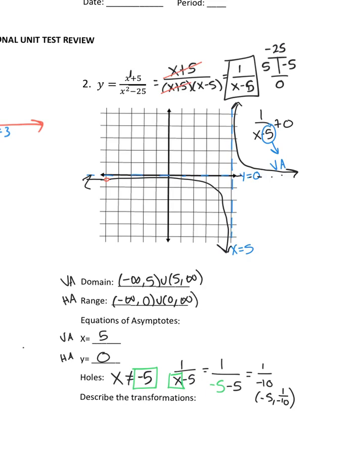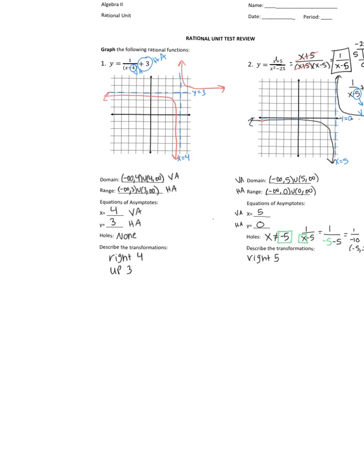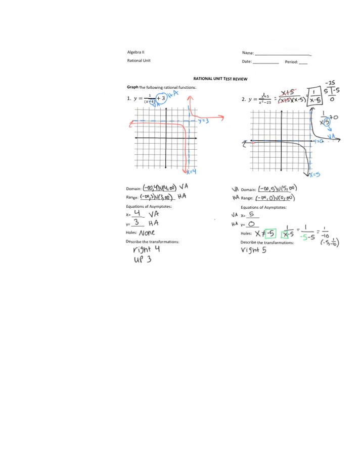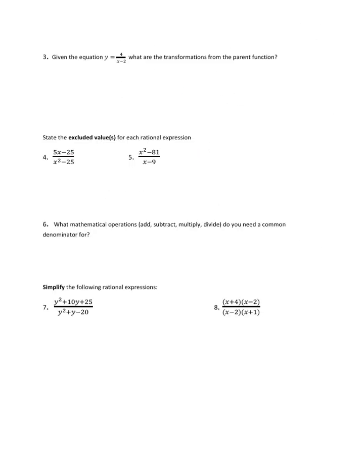Transformations that are happening here, the only thing that's happening is we're moving to the right 5. The top, we're not going to say there's a vertical stretch of 1 because the parent function already includes a 1 on the top. Okay, so we are done with that question. That is the graphing portion of your test.